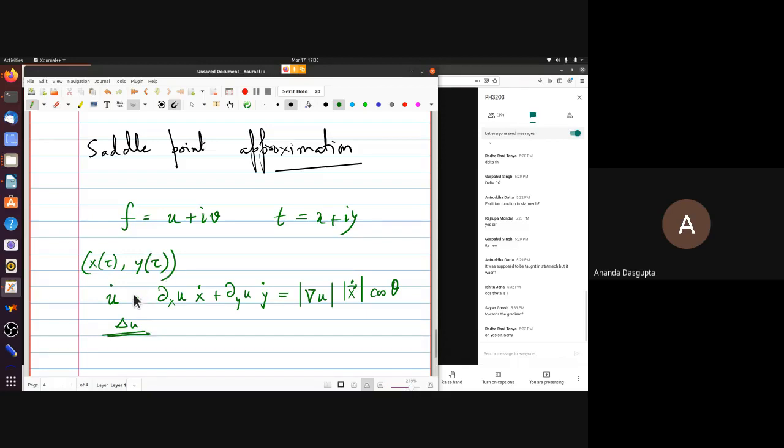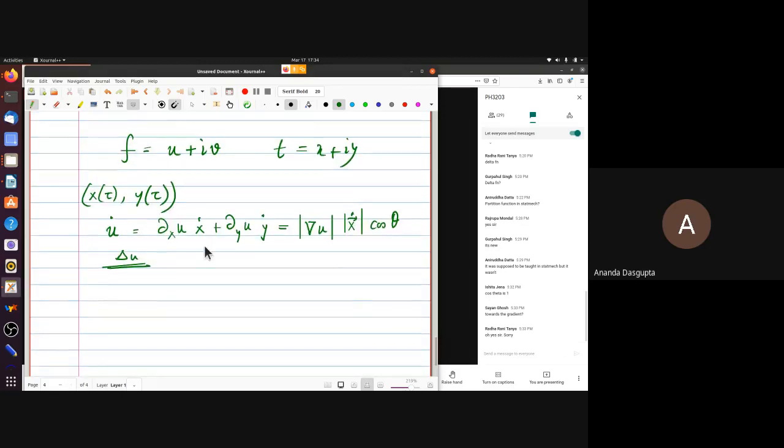And if you move perpendicular to grad u, then u does not change, at least to first order, right? That's because cos theta will be 0 there. But now you all know that your two functions here, u and v, are related like this. Del x u is what? Del y v, if it's an analytic function, at least that's what we are assuming for the time being. Del y u is minus del x v, right?